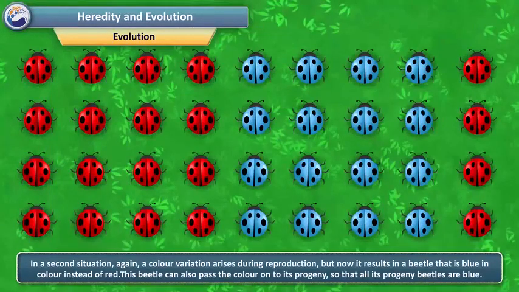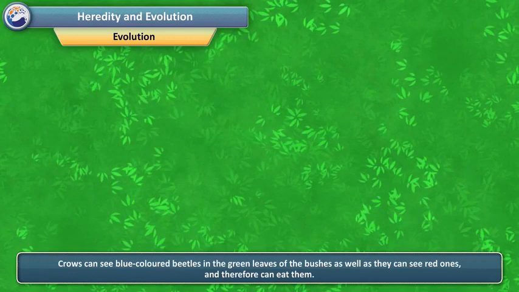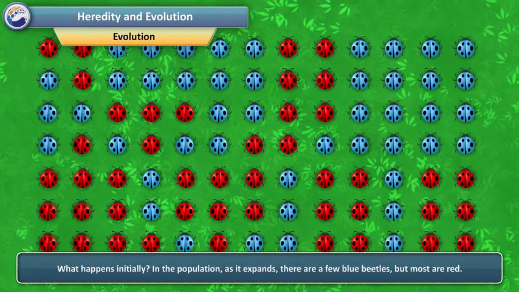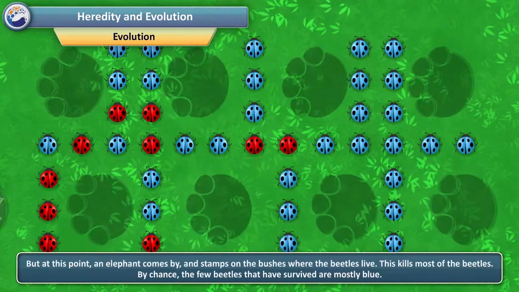In a second situation, again, a color variation arises during reproduction, but now it results in a beetle that is blue in color instead of red. This beetle can also pass the color on to its progeny, so that all its progeny beetles are blue. Crows can see blue-colored beetles in the green leaves of the bushes as well as they can see red ones, and therefore can eat them. What happens initially? In the population, as it expands, there are a few blue beetles, but most are red. But at this point, an elephant comes by, and stamps on the bushes where the beetles live. This kills most of the beetles. By chance, the few beetles that have survived are mostly blue.